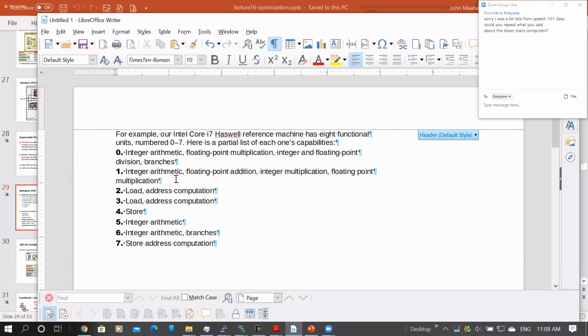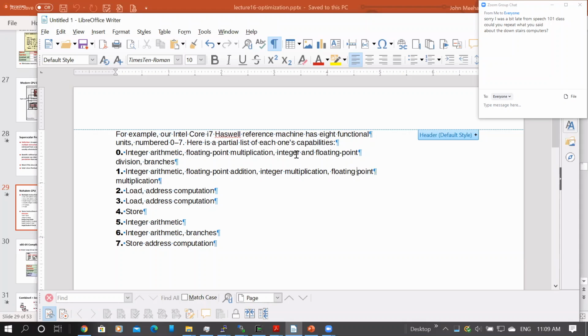And the same thing for this one: it can do arithmetic or floating point addition or integer multiplication or floating point multiplication. So if you wanted to do 2 floating point multiplications at the same time, you could use this one and that one. That would work. But if you were interested in doing a whole bunch of integer stuff at the same time, you could use this one for an integer and that one for an integer. And then this one down here is an integer and this other one is an integer. So you could get 4 integer arithmetic operations going at the same time through these different functional units.